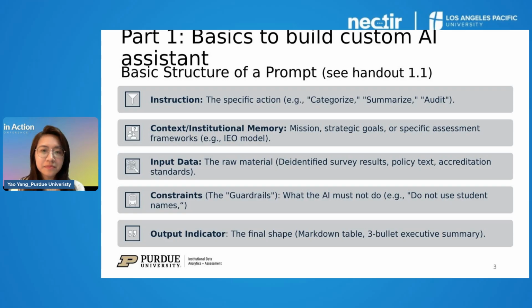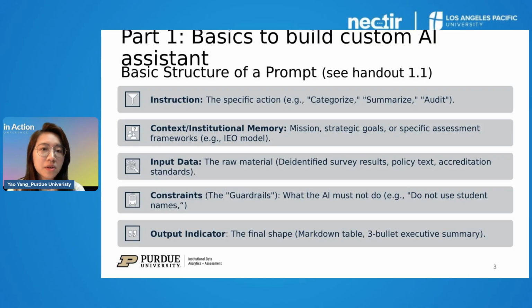This includes your institution's mission or your office mission, your strategic goals, or the framework you use in your work. In my work, we are doing a lot of program evaluation, so we have been using Kirkpatrick's evaluation model to design the evaluations and the surveys, and we use such models to guide our work. So the context helps the AI align with how your institution thinks.